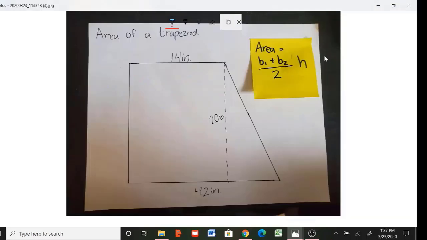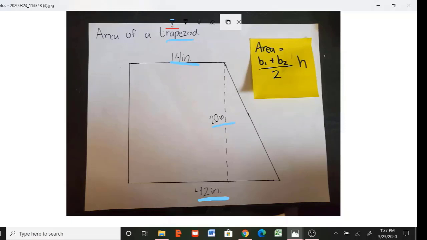Now let's take a look at finding the area of a trapezoid. Okay, so when we're finding the area of a trapezoid, we're going to use this formula. We have base 1 plus base 2 divided by 2 multiplied by the height. All right, so we have two bases here. Our first base is right here, 14 inches. Okay, and now we need to find our second base, which is right here, 42 inches. And then we need to find our height. And so we know our height is the length from top to bottom, right, of the shape, and we have 20 inches. Okay, so now let's use those numbers and fill in our formula.